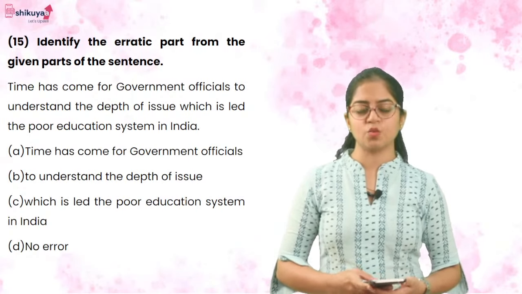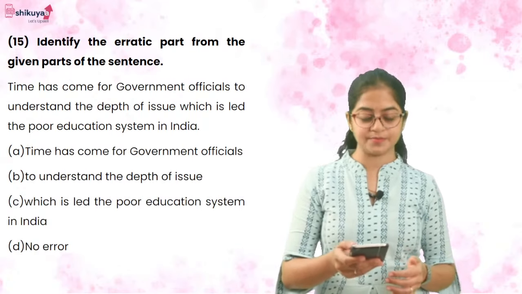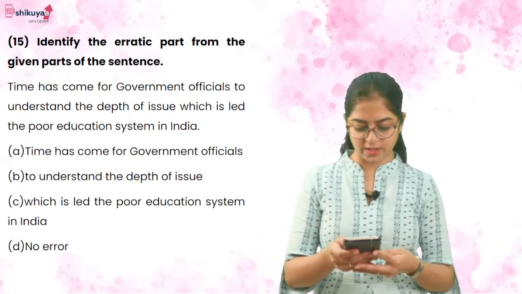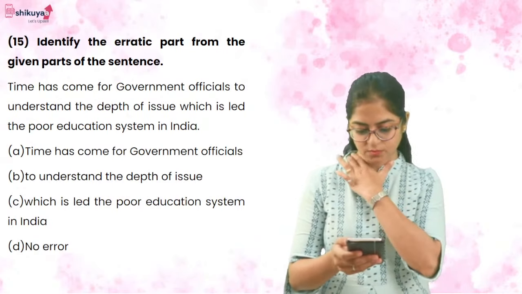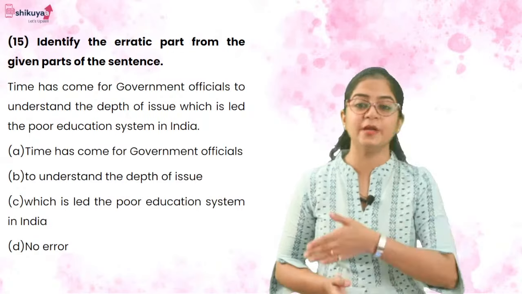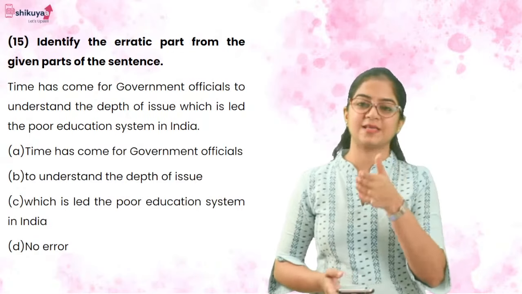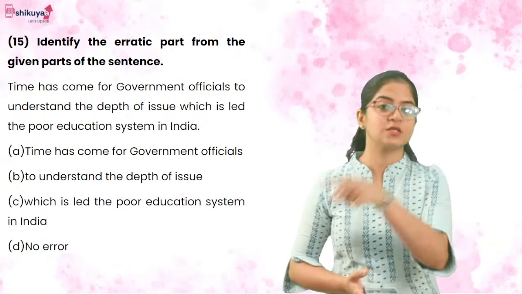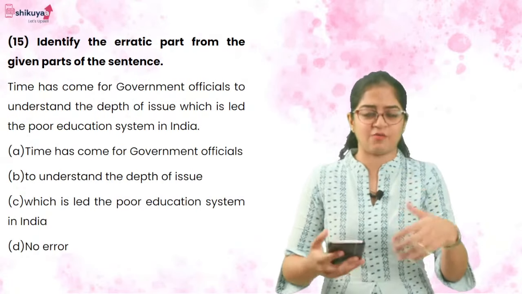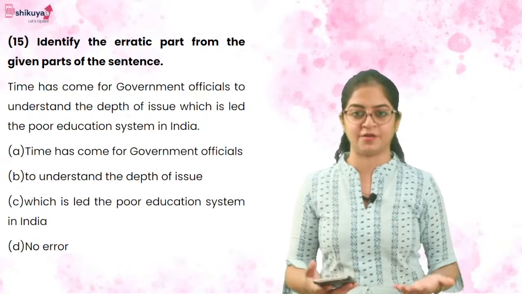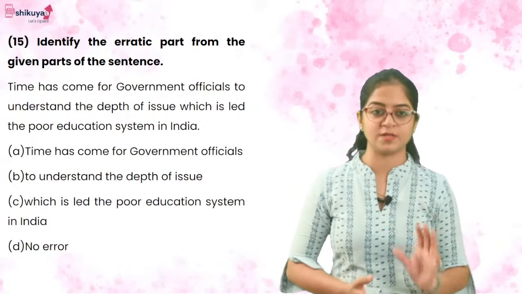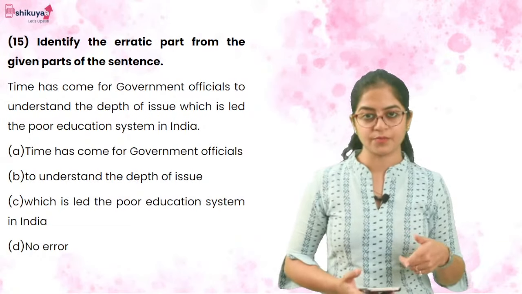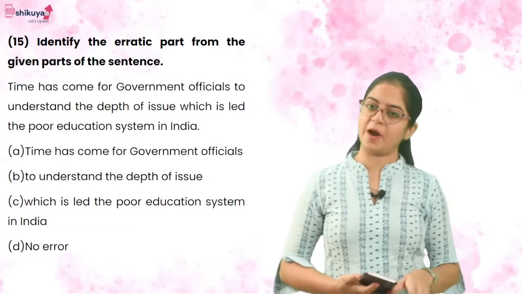Yes? What's the answer? You can guess it. We'll just make sure with the answers. Alright, it should be "has been." "Time has come": has is used, and if you see in part C, they have used "is," right? When we read it, we immediately identify that something went wrong with this part. So instead of "is led," it should be "has been led." So the error lies in part C.